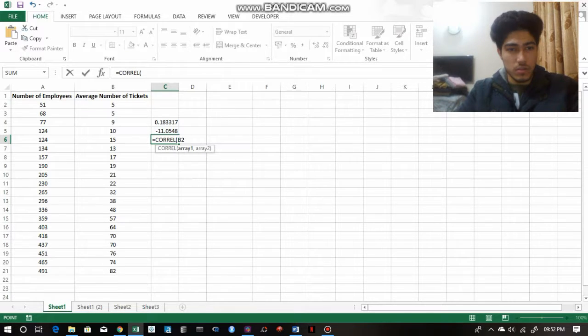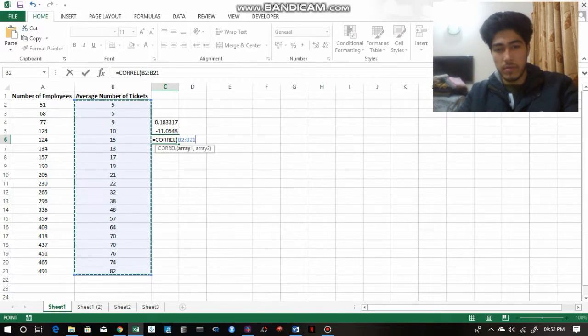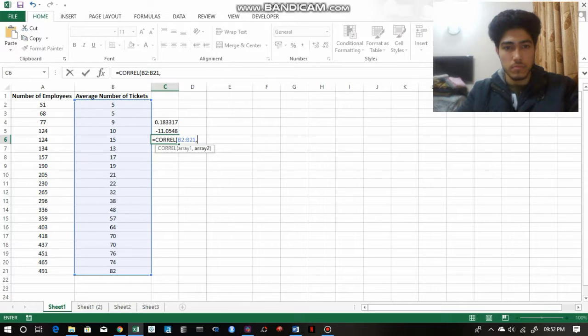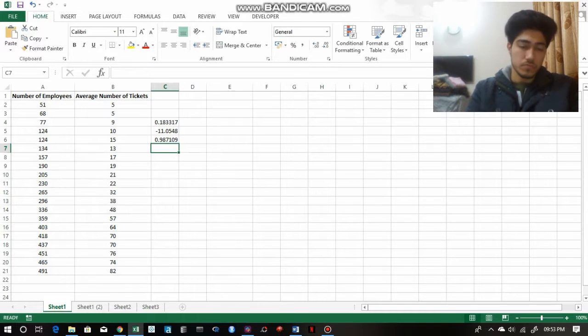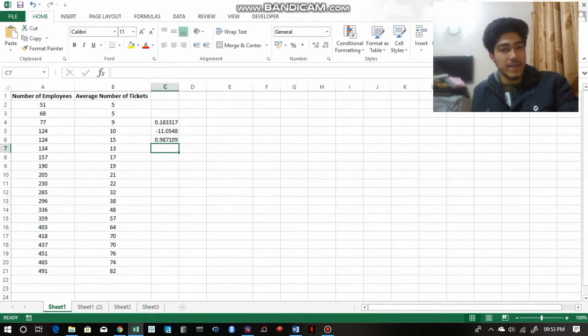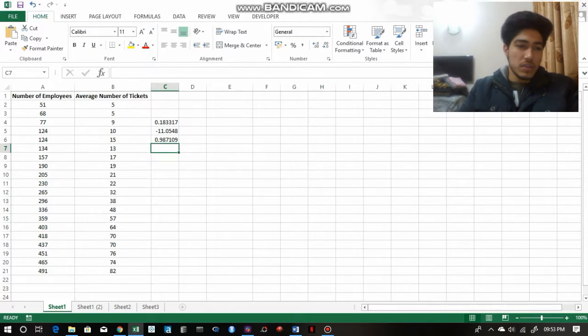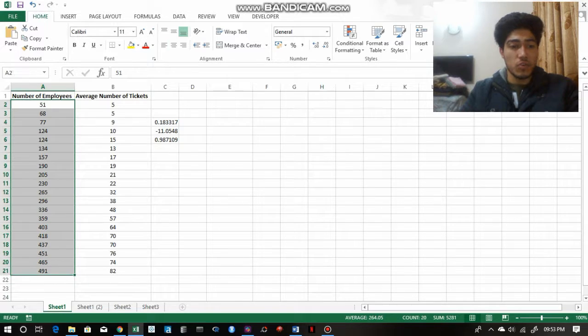Again we need to pass the same parameters. So we are getting 0.987109, which is approximately 1. So this value indicates a very strong relationship between both of them.